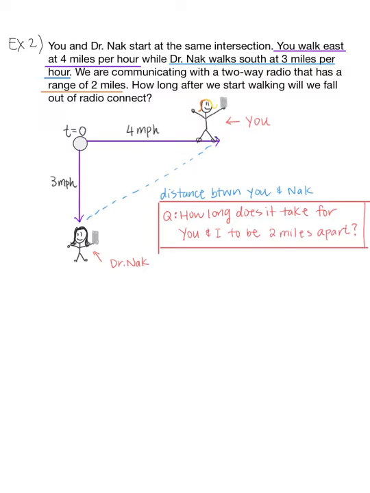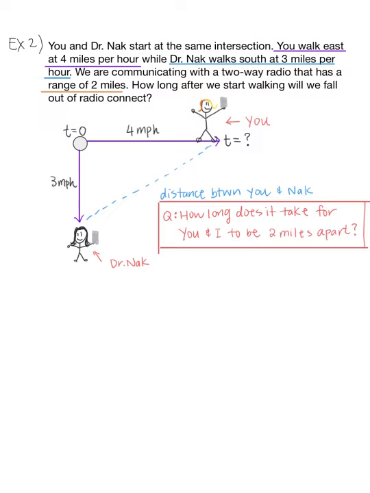So basically what the question's asking you is this. What is the value of t such that if your rate is 4 miles per hour and my rate is 3 miles per hour, this distance here is going to be 2? So if I have to draw a picture for that, basically what you're asking is, what is this t value when this distance here is 2? Now what else are we given?